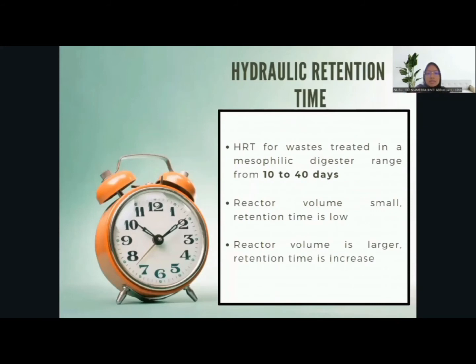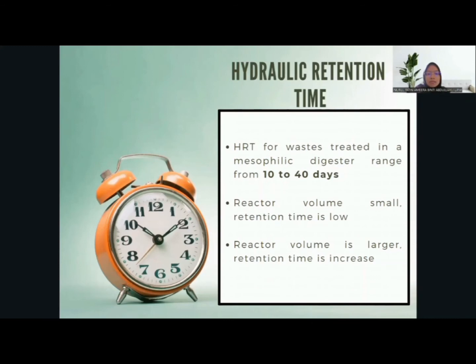Further parameters that influence the process of AD is hydraulic retention time. The hydraulic retention time quantifies the time the liquid fraction remains in the reactor. The hydraulic retention time required to allow complete AD reaction varies with different technologies, process temperature, and waste composition. Recommended HRT for waste treated in a mesophilic digester ranges from 10 to 40 days.